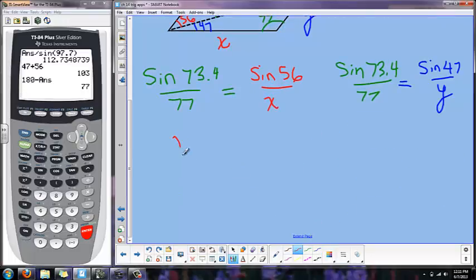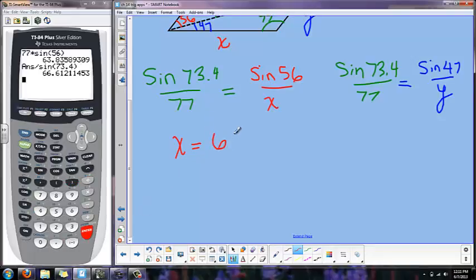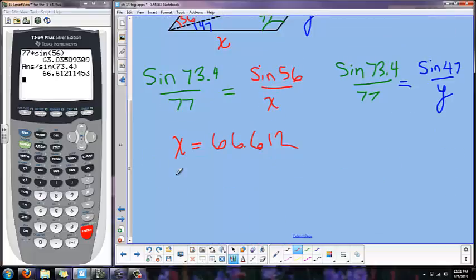So in my calculator, cross multiply, so 77 times the sine of 56, hit enter, and then I'm going to divide by the sine of 73.4. So x is 66.612, and it wants it to the nearest tenth, so 66.6.